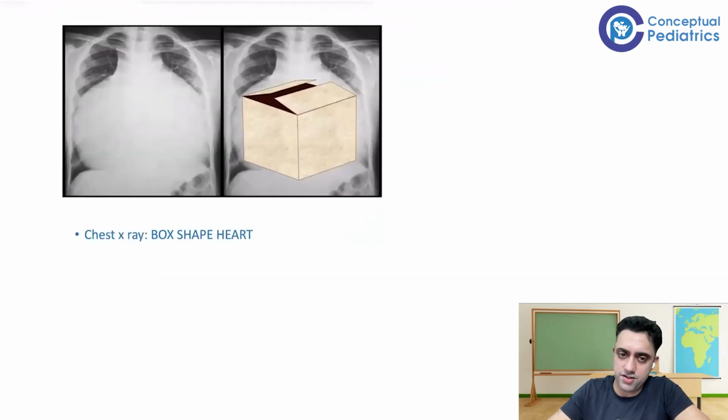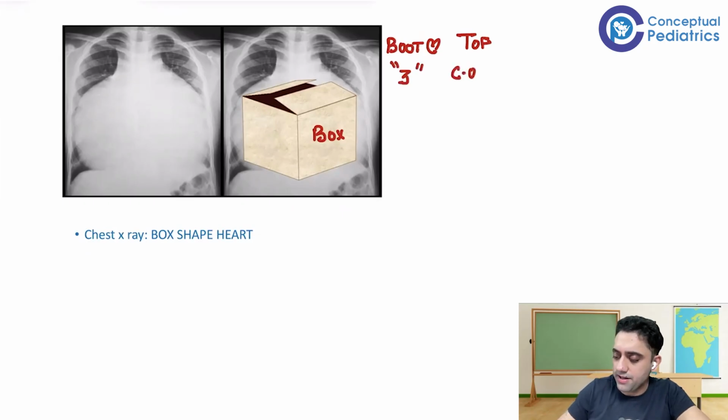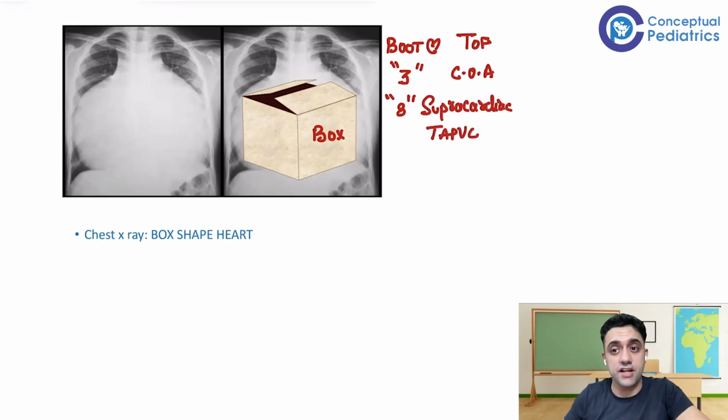And a very basic question: where do you see a box-shaped heart? This is the box-shaped heart, like a very big heart, and you see it in a case of Epstein anomaly. So we should know the basic shapes of the heart. If I ask you where you see a boot-shaped heart, the answer is tetralogy of Fallot. Where do you see the figure of three appearance? In coarctation of aorta. Where do you see the figure of eight appearance on X-ray? In supracardiac TAPVC.